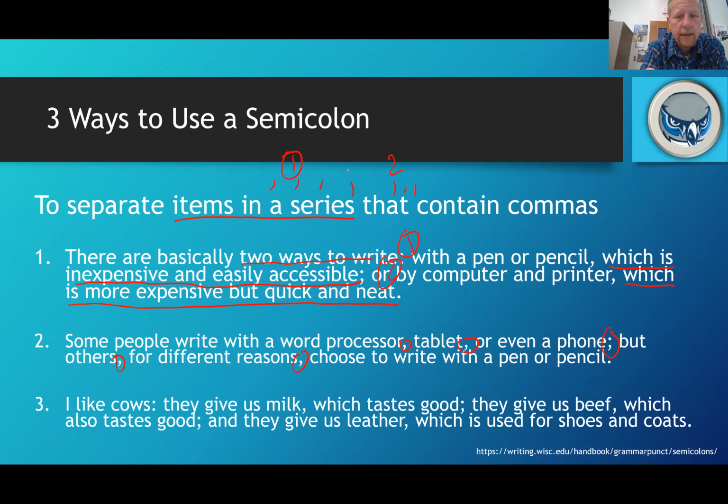What I have to do is connect them with a semicolon, which makes clear that I am separating one and two. One has some commas in it, two has some commas in it. I'll give you another example. I like cows for three reasons. One, they give us milk, which tastes good; two, they give us beef, which also tastes good; and three, they give us leather, which is used for shoes and coats.